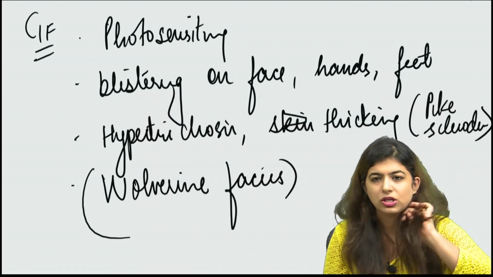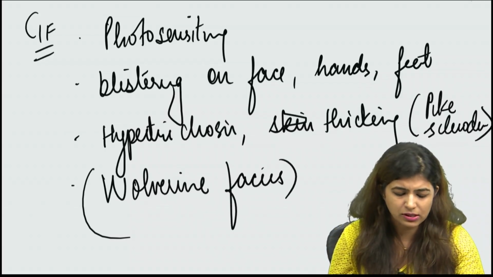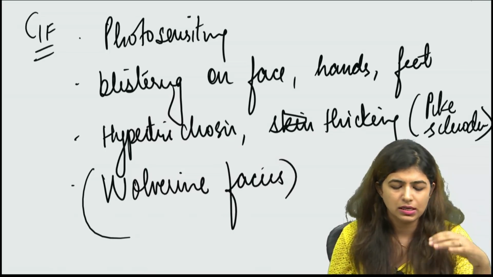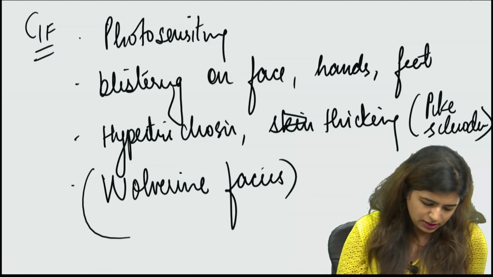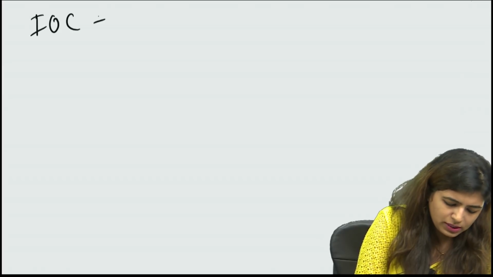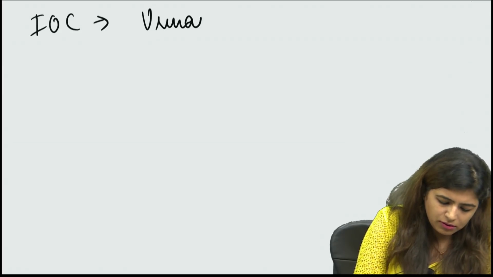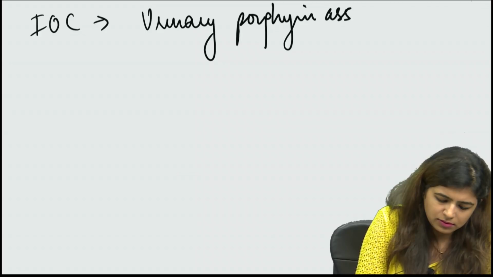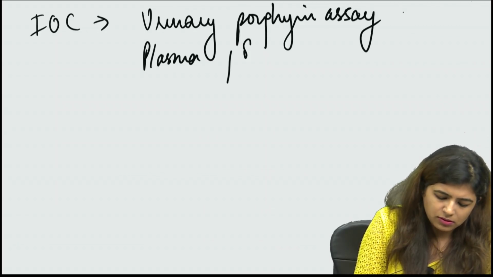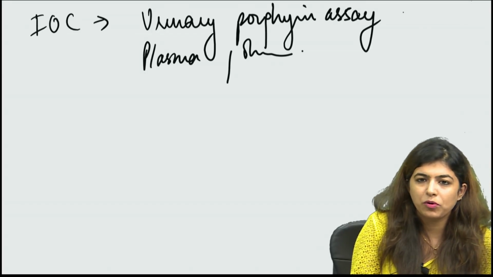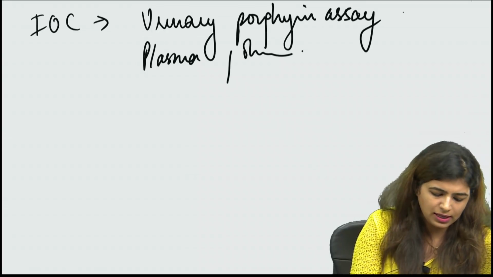You can measure the urine porphyrin excretion, plasma porphyrin assays. These are all the investigative tests. How do you investigate? You may have urinary porphyrin assay. You may do plasma porphyrins. You may do Wood's lamp of the urine, the teeth, the eyes.